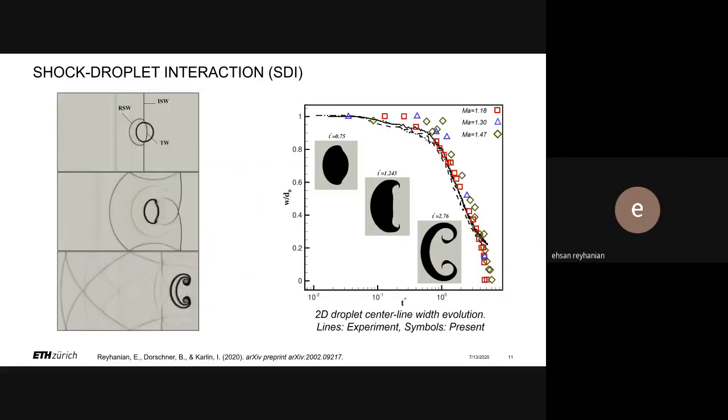And for quantitative comparison, the widths of the droplet were measured in non-dimensional time and compared to experimental results, where we see a very good match at 3 different Mach numbers, namely Mach 1.18, 1.3, and 1.47. And also here we can see the deformation of the interface upon the impingement of the shock wave onto the surface of the droplet.